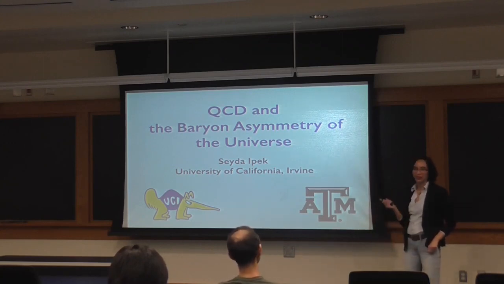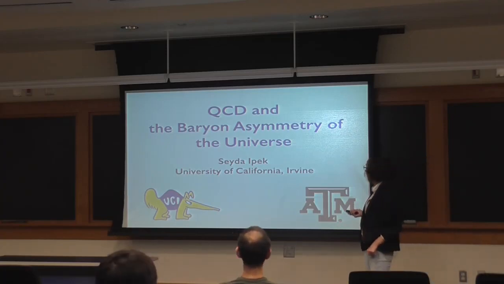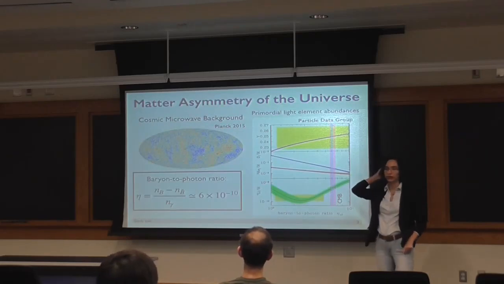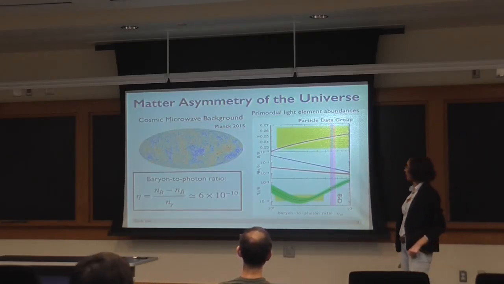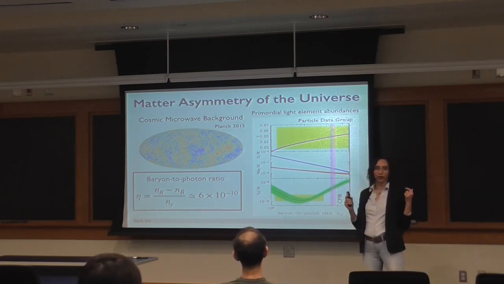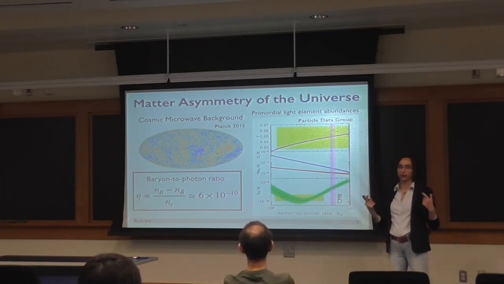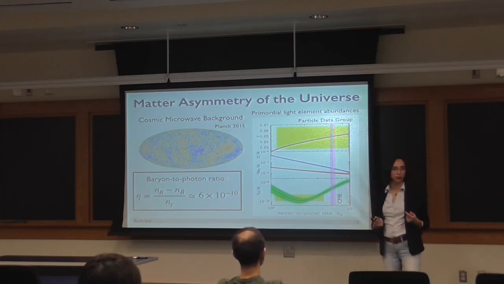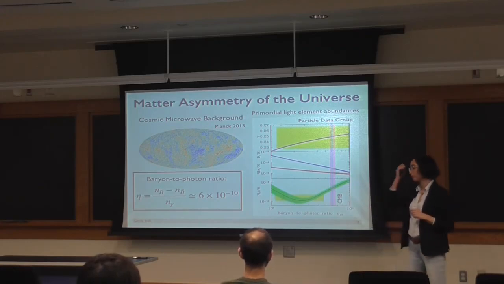Today I'm going to tell you about the problem of generating the baryon asymmetry of the universe. Let's start with the quantification of this quantity. We can observe that we are all made up of matter, and not just us, but all the stars, galaxies, the interstellar medium, everything we can observe is made up of matter instead of antimatter.